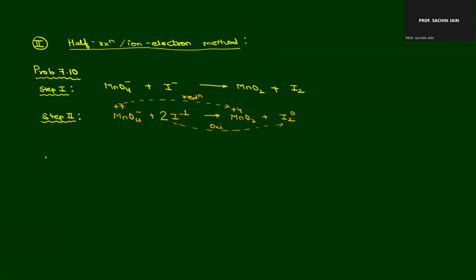Now, from step number 3, the half reaction method has a different approach. So we have to break down this reaction into two halves. One would be called the oxidation half reaction and the other would be called the reduction half reaction. The oxidation half will be the part undergoing oxidation, which is 2I minus giving I2, and the reduction half would be MnO4 minus giving MnO2.